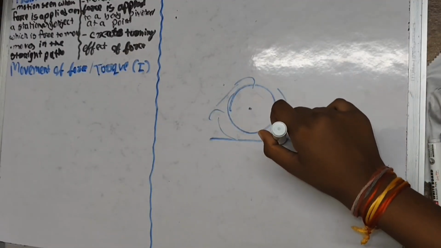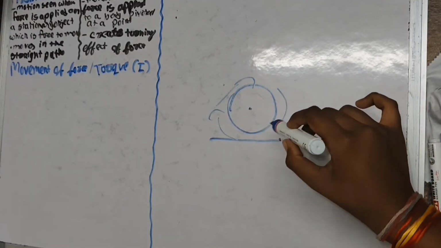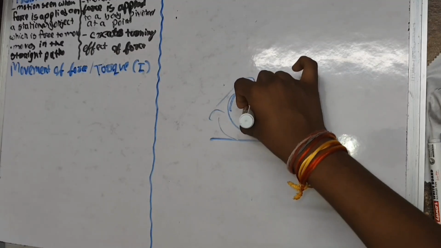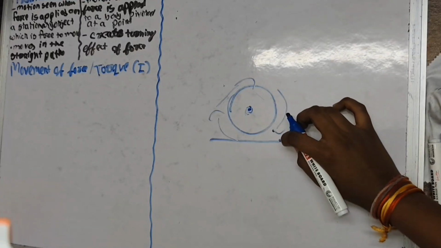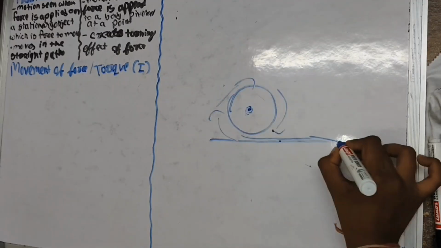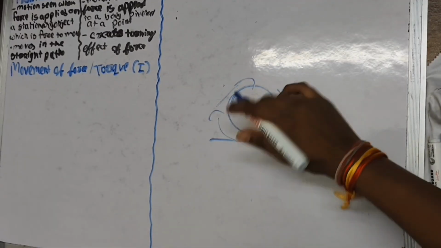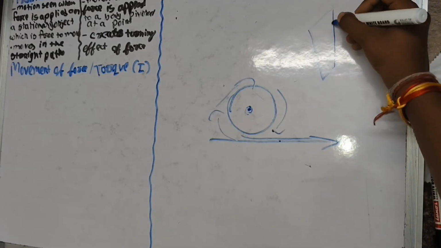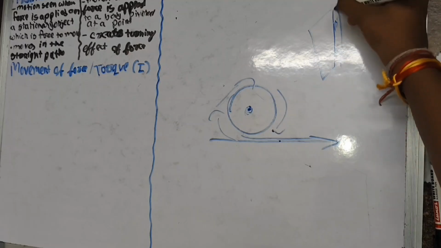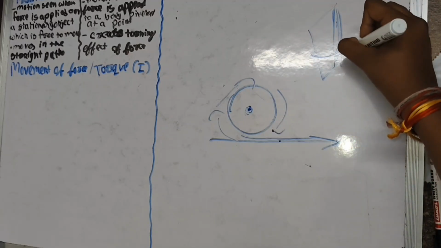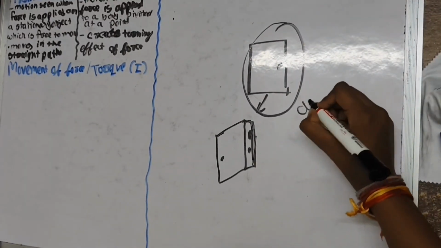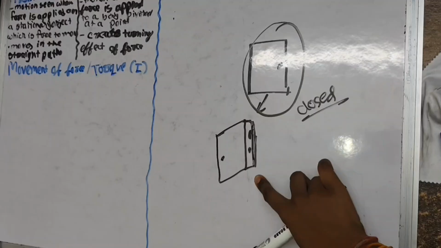In this case, the body needs to be pivoted on an axis or a fulcrum, and the force is applied and it tries to move the object. Fulcrum means that if this is the door, this is the hinge of the door, so it's the place where it is attached, and like this it moves. This is the basic concept. So this is the closed door and this is the open door.